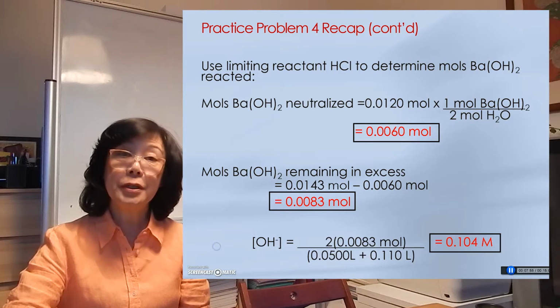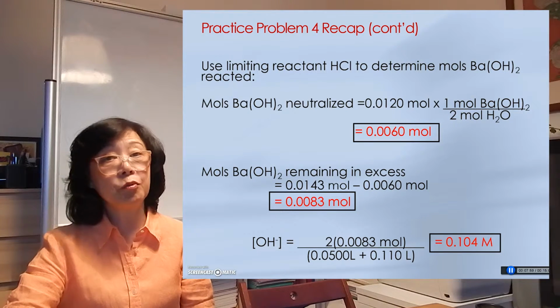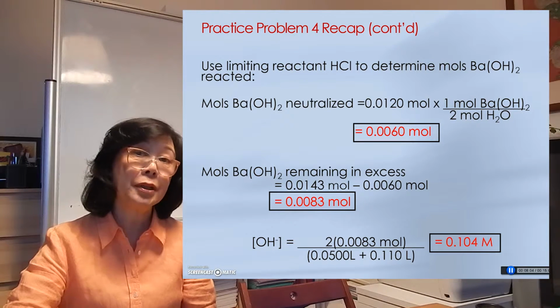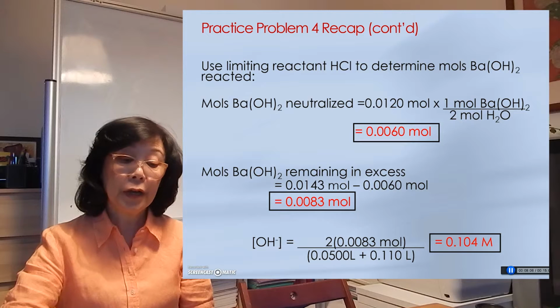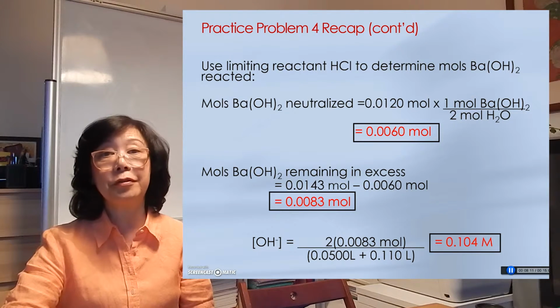That means the leftover is the hydroxide ion, but because there are 2 moles of hydroxide ions in 1 mole of barium hydroxide, we must take the 0.0083 mole and double it, times 2, divided by the total volume in the mixture. Now we have 0.104 molarity.